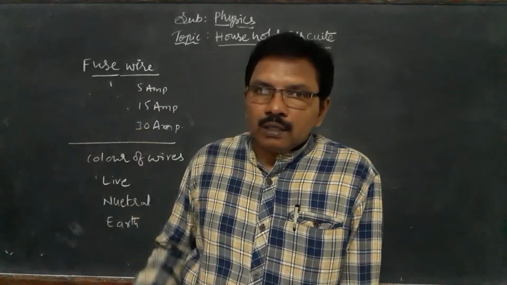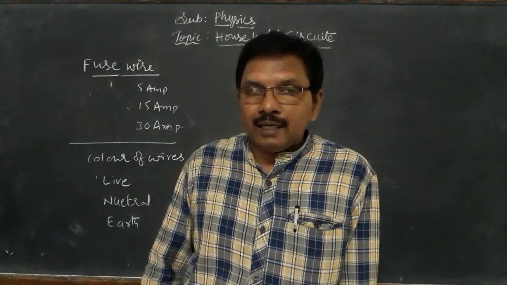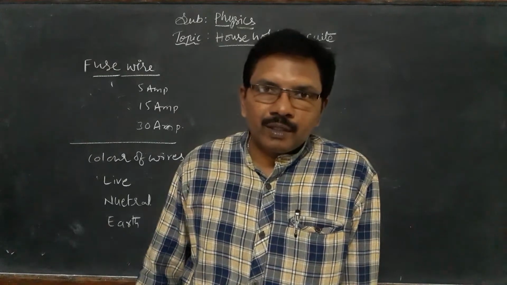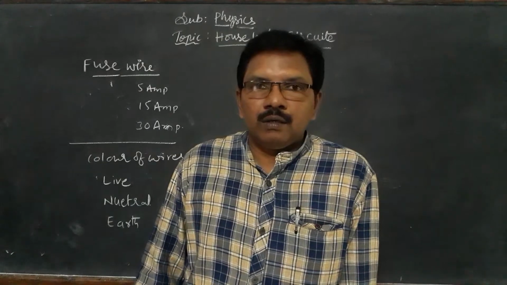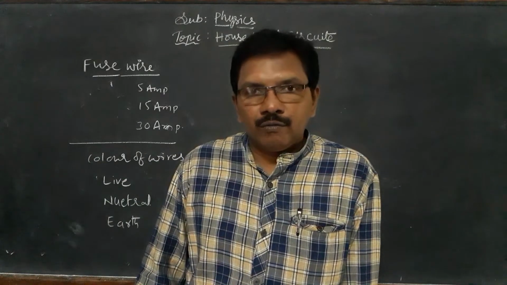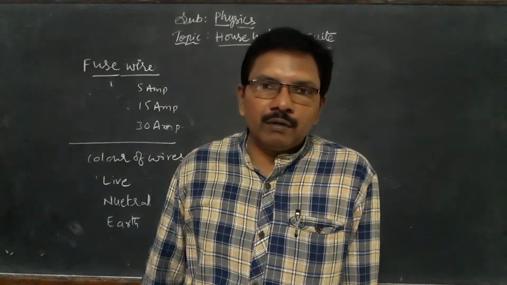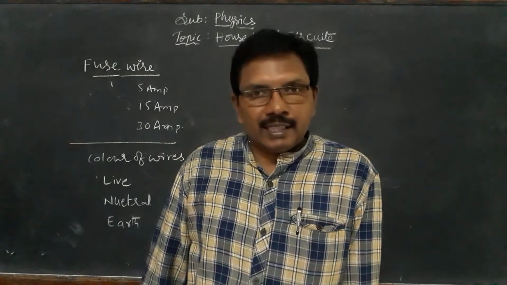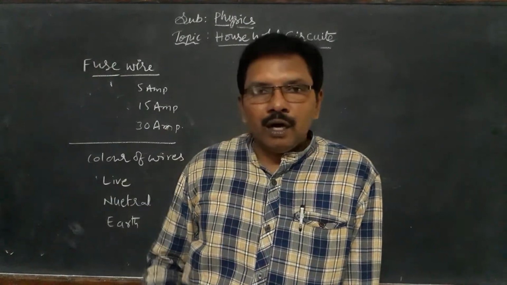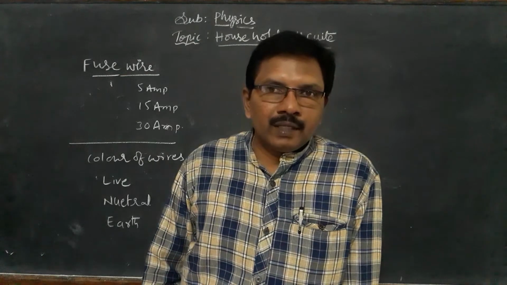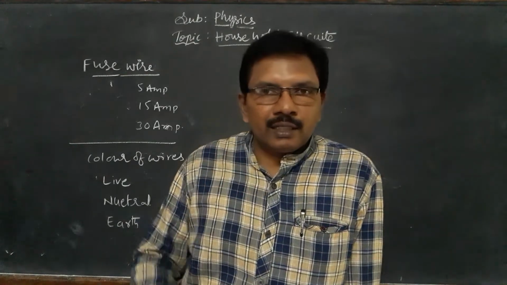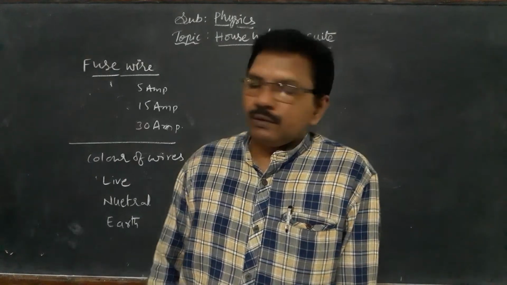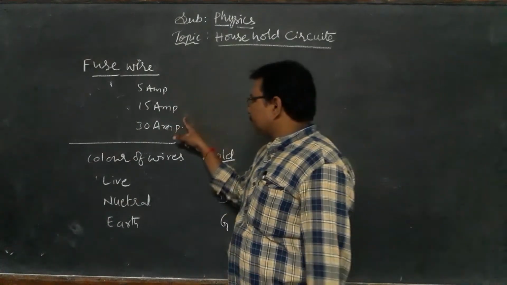But tin and lead melt at only 250 degrees Celsius. So we should use tin and lead for the fuse. Why? It should melt at low heat, at low temperature only, and cut the current right there to protect the total household circuit. For any small heat it should cut. That is the safeguard of the household circuit. So here we have 5 amperes, 15 amperes, 30 amperes.